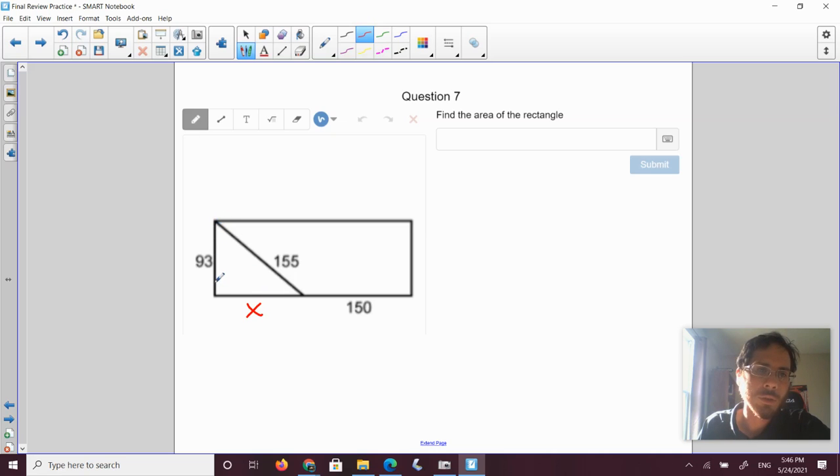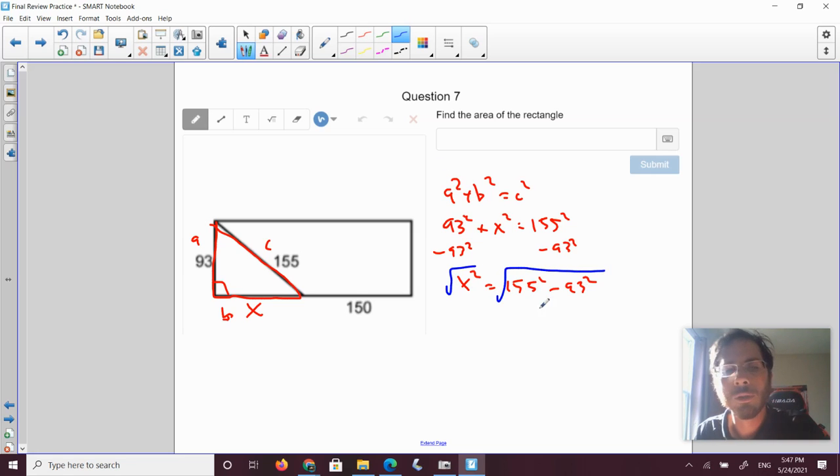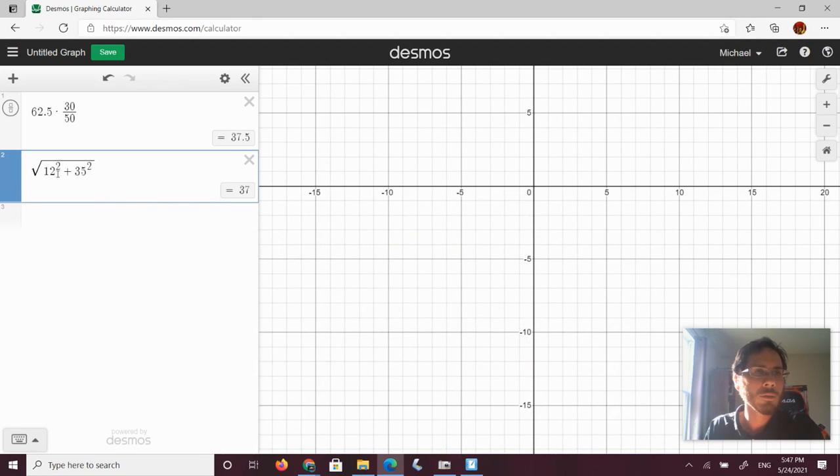Now, the nice thing is we're told it's a rectangle, so we know it has to be a 90-degree angle here, which means we've got A, we've got B, and we've got C. So again, we can do A squared plus B squared equals C squared. So we get 93 squared plus x squared equals 155 squared. I'm going to subtract 93 squared from both sides to get x squared equals 155 squared minus 93 squared. And now I can square root both sides. And that's where I'm going to bring my calculator in. So I'm going to find the square root of 155 squared minus 93 squared.